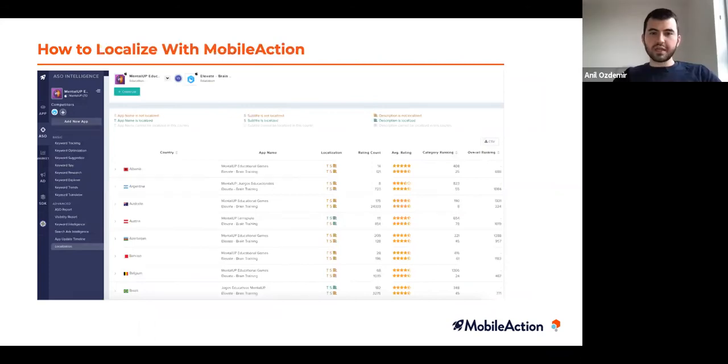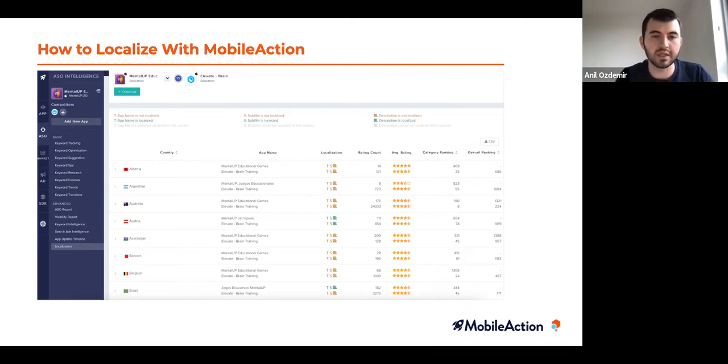If you wish, I can take over from here for a second. I would like to show how we can properly localize using MobileAction. And as Arturo already mentioned, while localizing, keeping everything on the same page is important. We should compare ourselves with our competitors. We should know about user behaviors. We should have keyword research.